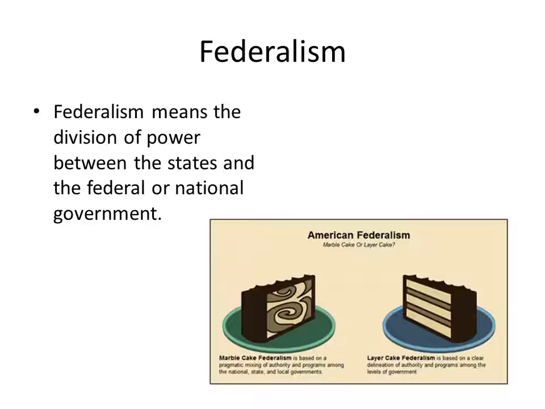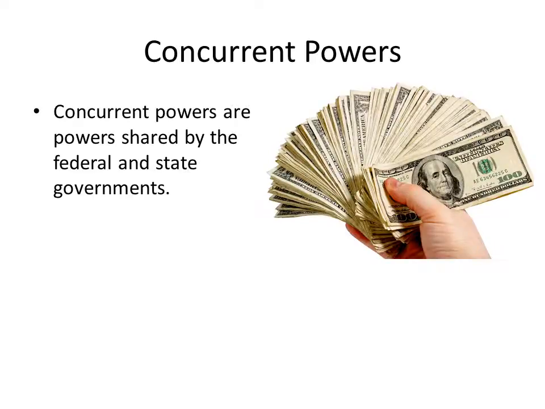Marble cake federalism is sort of that swirly pattern, where the federal government does stuff in the states, and does roles in the states that the states normally are primarily in control of. And the idea also is that the states sort of intermix with the federal government as well, and that the reality of federalism, the division of power between states and the national government, is more messy than it is clean, like a layer cake. Concurrent powers are powers shared by the federal government and state governments.